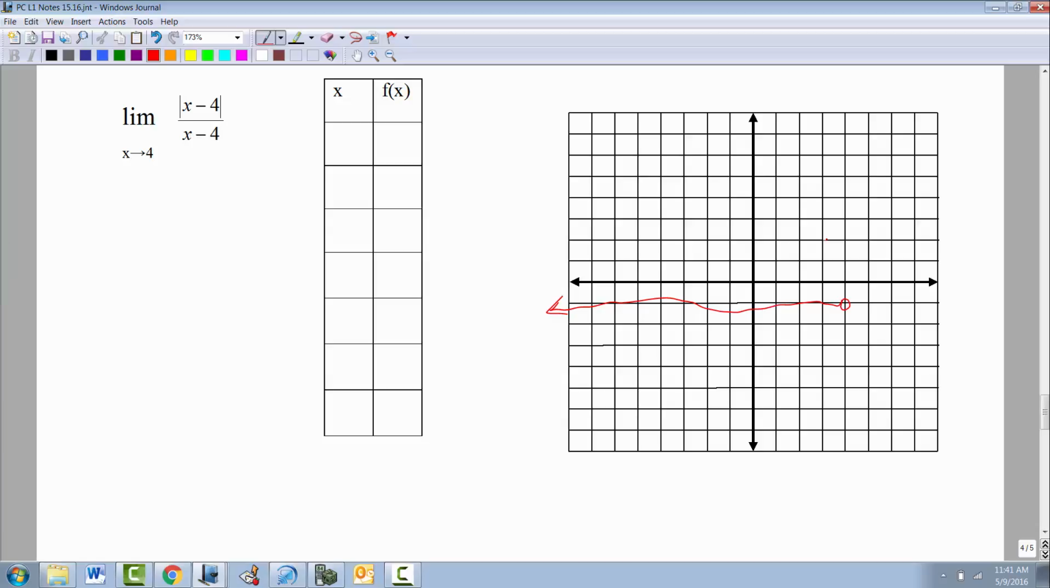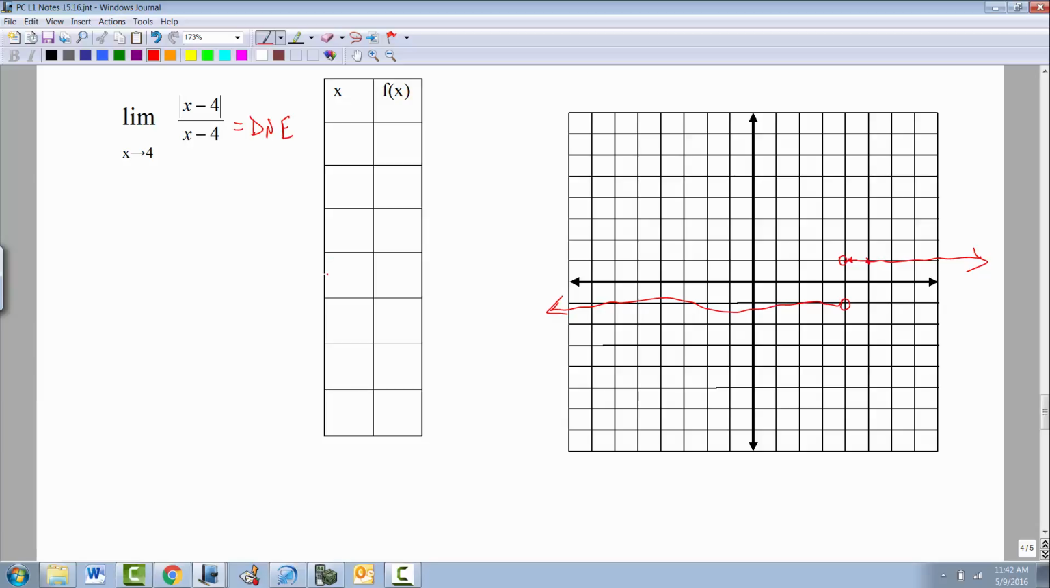What happens when I plug in 5? Now we get what? 1. What happens when I plug in 4.1? I get 1. What happens when I plug in 4? Undefined. All right. So what's the limit as x approaches 4 for this function? What is it? DNE. All right. So that's a picture where you don't get something cool there.